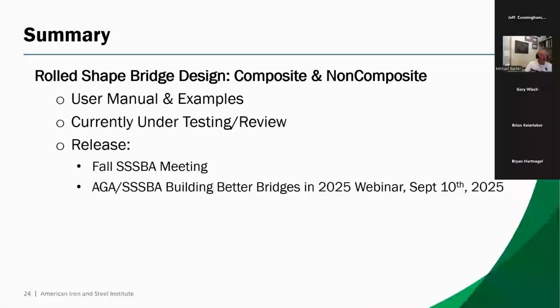So here's where we are. The Excel program has been developed. It has been checked out some. A user manual has been developed with a couple big examples, and is currently under testing and review with some people from the Short Span Steel Bridge Alliance. And we're planning to release this fall at our fall meeting, which is mid-September.